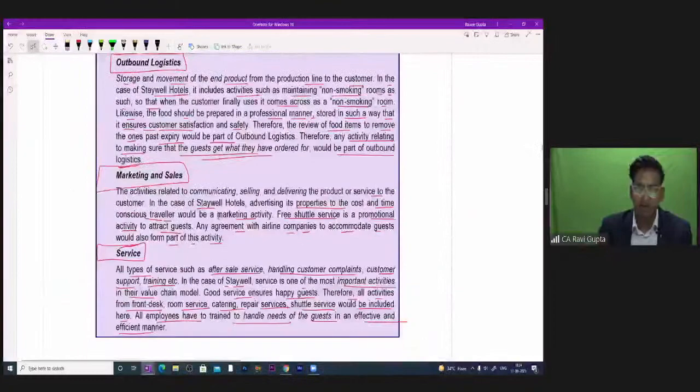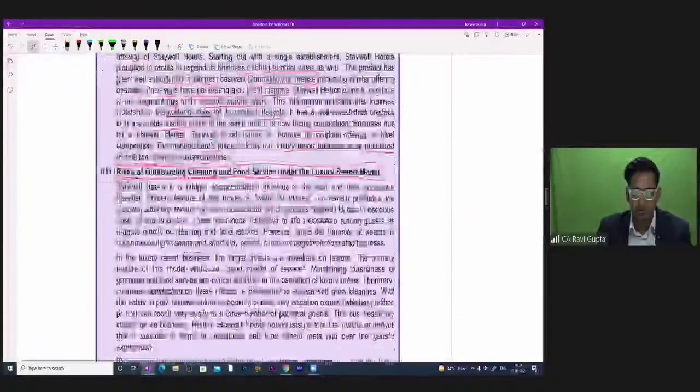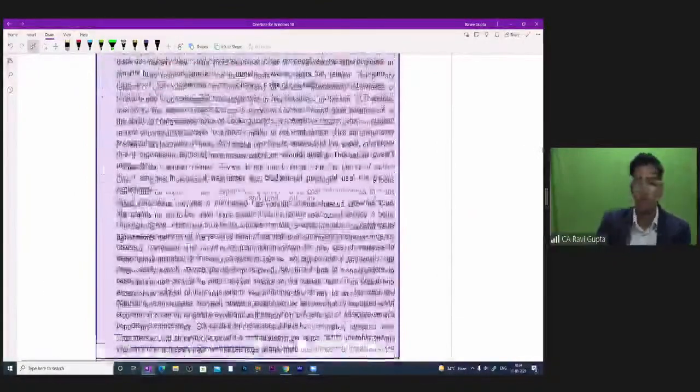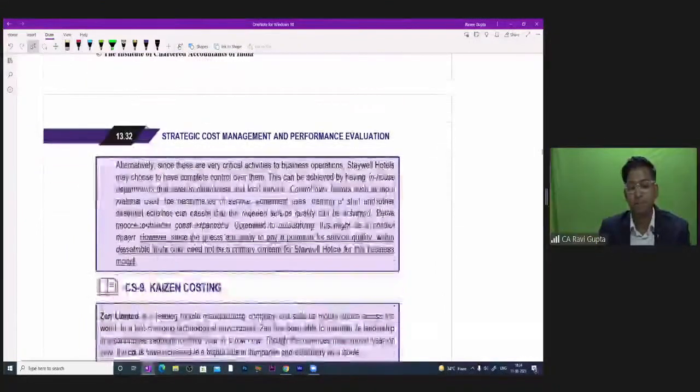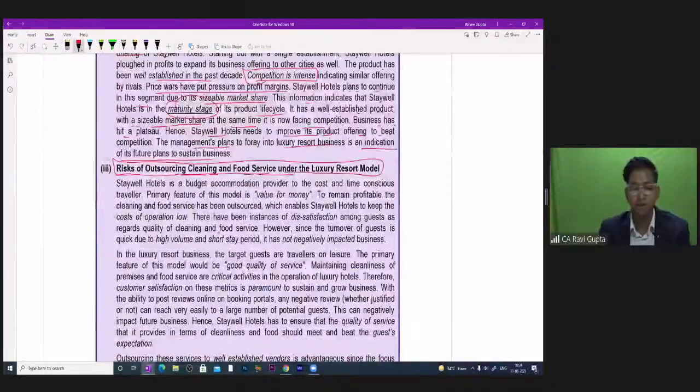So let's see how many paragraphs. It's 4 paragraphs, right? Okay. Stay Well Hotel is a budget accommodation provided to cost and time conscious travelers. So it's just speaking about a time and budget hotel. Currently, we are not at a luxury resort model. That means we are not discussing currently what the question is asking, but we have to frame a background.